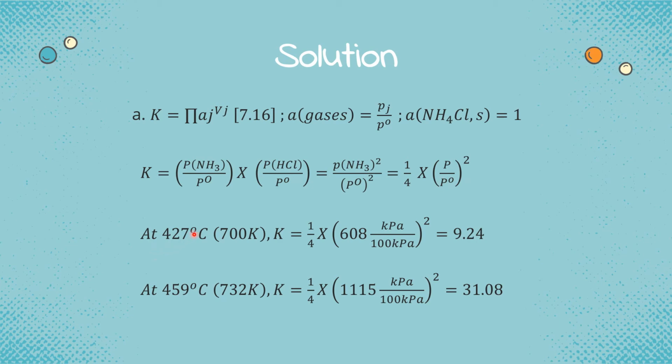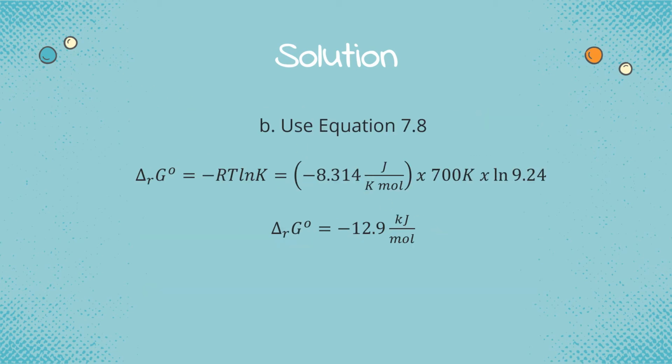So at 427 degrees Celsius, K is equal to 1/4 times 608 over 100 squared, which gives us the value of 9.24. At 459 degrees Celsius, using the same process, we get that the equilibrium constant at that temperature is equal to 31.08.